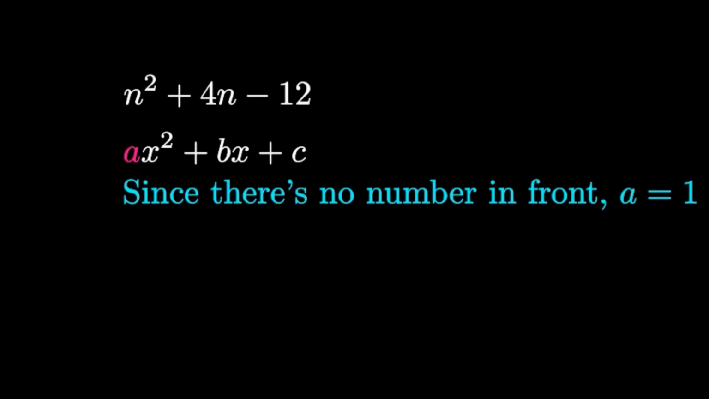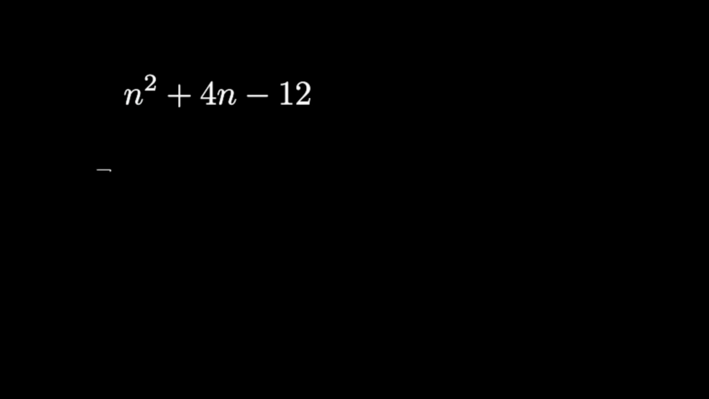Since a is equal to 1, that's going to allow me to try to factor this by opening up two sets of parentheses. So the first thing you want to look for: if a is equal to 1, open up two sets of parentheses and try to make that n squared. So we need n times n to give me the n squared.